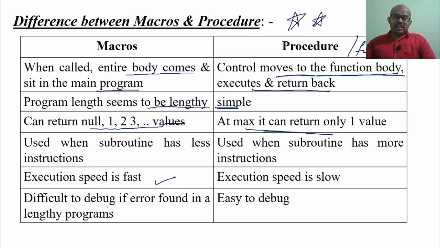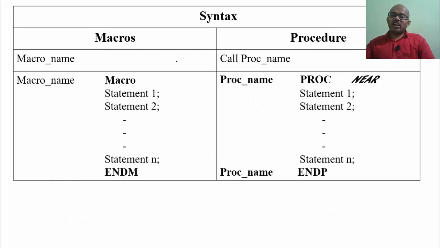It is difficult to debug errors found in a lengthy program, but it is easy to debug a function, because you know what input you are giving and what output you are getting from the function. You can easily debug. Now, if I am talking about syntax, how are you going to call a macro? Just write the macro name in the code segment. But in the case of a procedure, you have to write it as call followed by the procedure name, nothing but the procedure name or function name that you have defined.